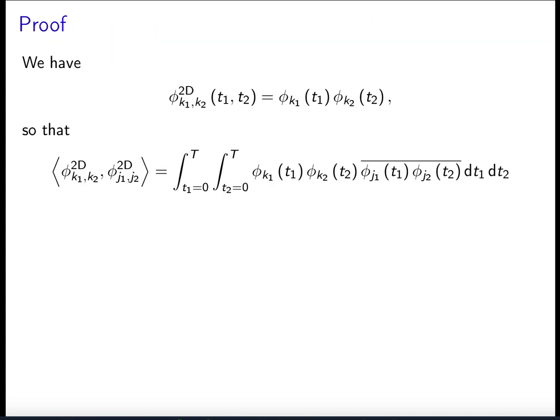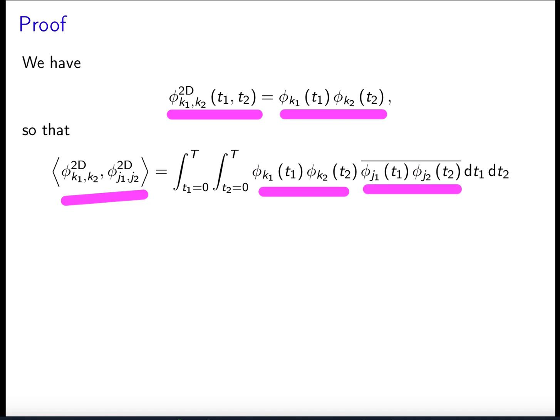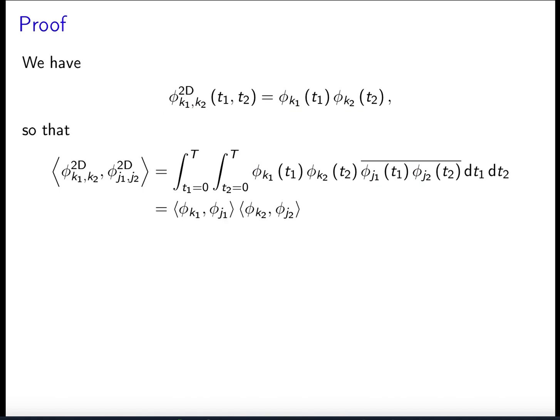But let's prove this. Okay, we can write the 2D complex exponential as a product of 1D complex exponentials. When we expand the product of the 2D complex exponentials, we have this for the first one and this for the second one. And now we can just group terms and move the integrals around so that this is just equal to the inner product of the first 1D complex exponential of each of them times the inner product of the second 1D complex exponential of each of them. Because we know that the 1D complex exponentials are an orthogonal family, this and this is only going to be non-zero if k1 is equal to j1 and k2 is equal to j2.